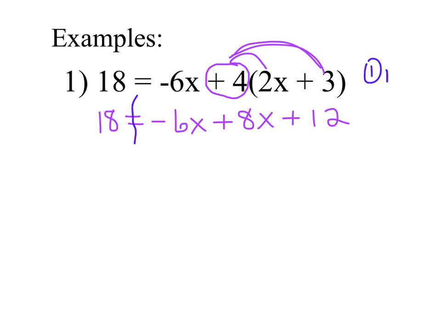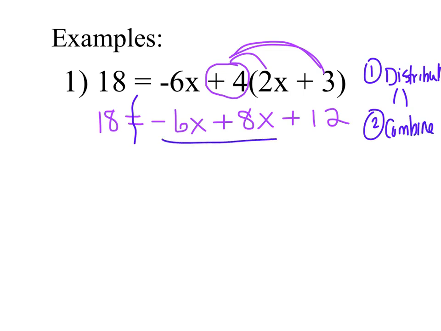So the first thing we did was distribute, so get rid of those parentheses. The second thing we want to do is combine. So on this side of the equal sign, we have some like terms. So let's take care of those. Negative 6x plus 8 is 2x.